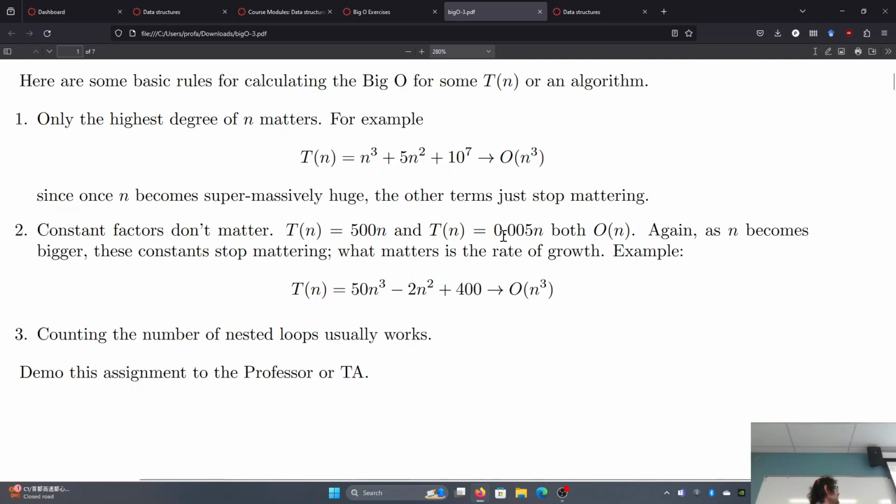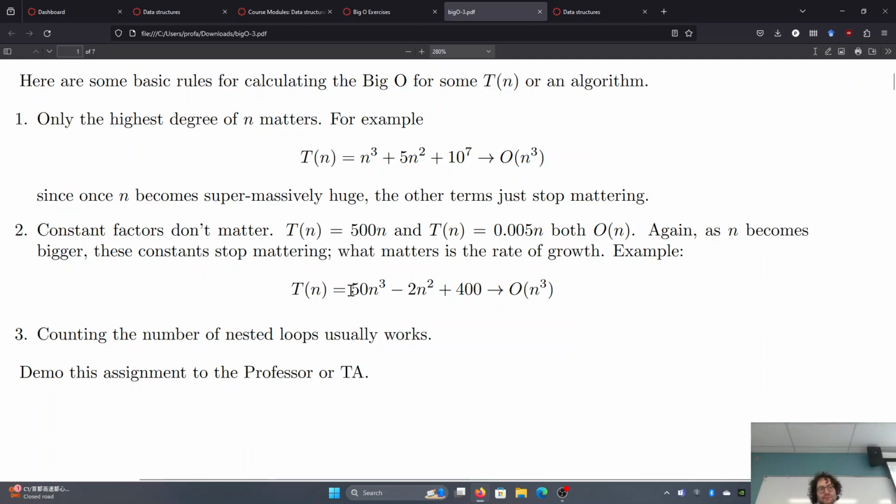500n and 1/5000th of an n, they're both O of n algorithms. They both have a linear relationship. If you graph it, it's going to be a straight line. Okay? What matters is the rate of growth. So again, over here, it doesn't matter.